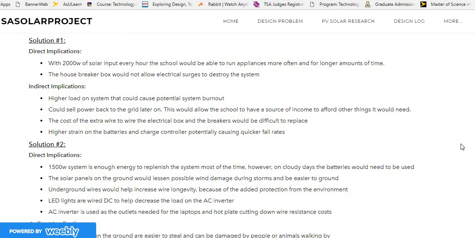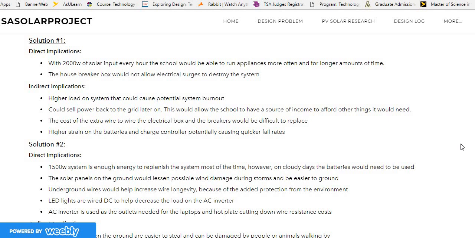So for solution 1, the specific implications, direct would be with 2,000 watts of solar input every hour, the school would be able to run appliances more often and for longer amounts of time. And the house breaker box would not allow electrical surges to destroy the system.